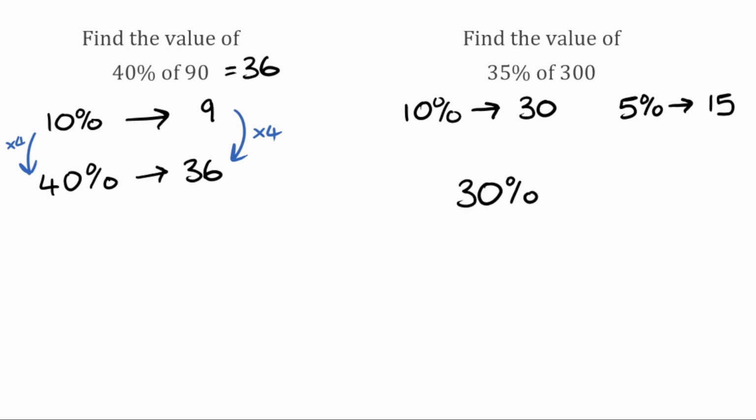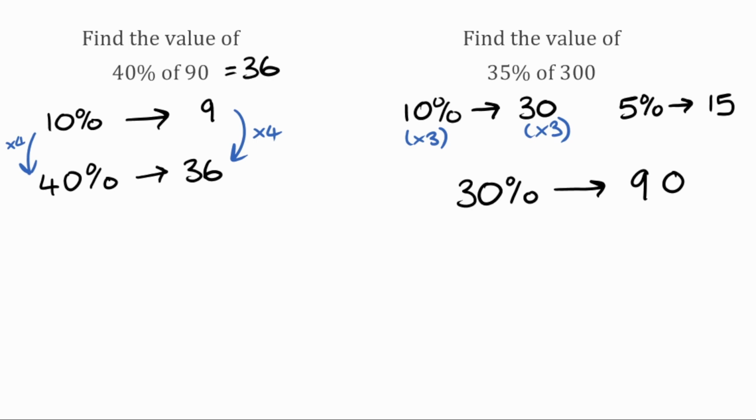So because we know 10% was equal to 30, we're simply going to multiply by 3 to find 30%. Because we've done that to the left-hand side, we also need to do it to the right-hand side. So we'd have 30 multiplied by 3, that'd give us 90. So we know what 30% is.